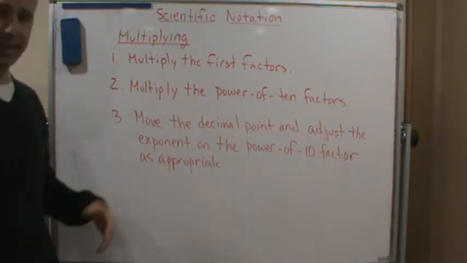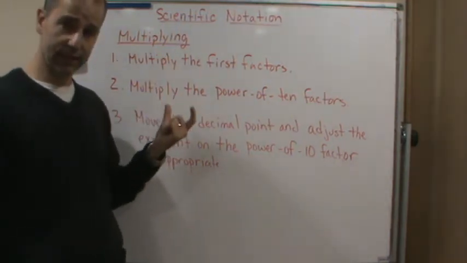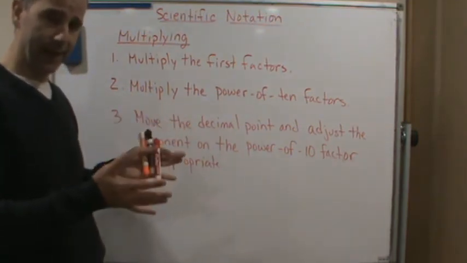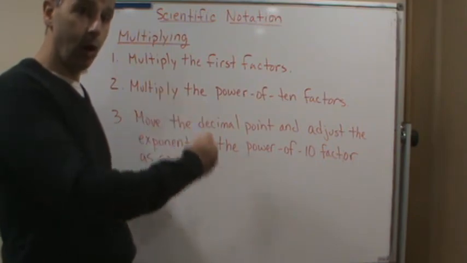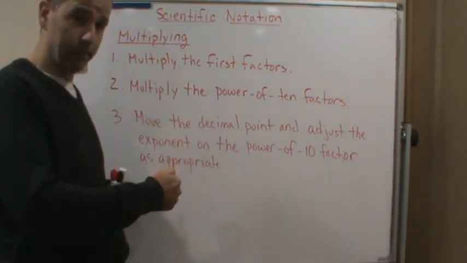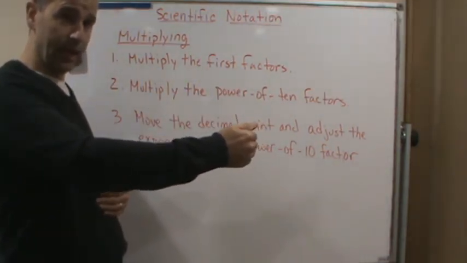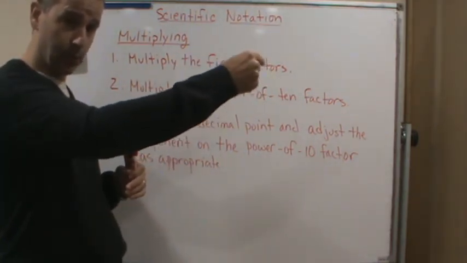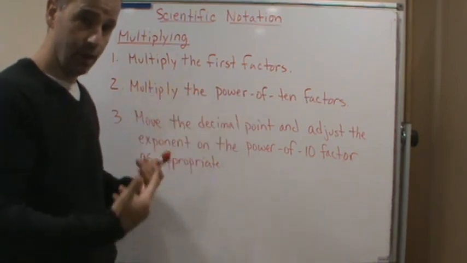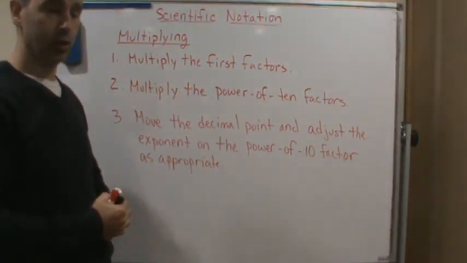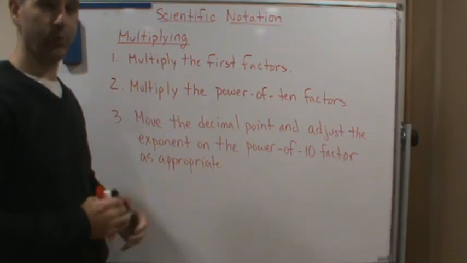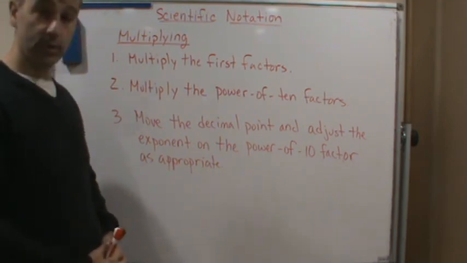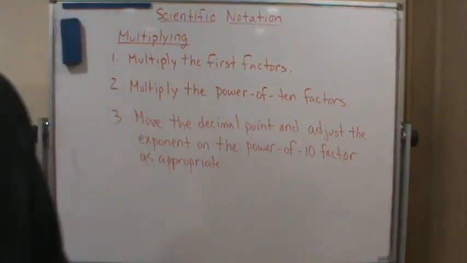Now step 3 is, after you do this, you have to look at the result of your first factor, and make sure that that first factor is a number that is at least 1, but less than 10. If it's not, then you have to adjust it accordingly, and also adjust the exponent on your power of 10 factor accordingly. That's all you have to do. So let's do some examples and we'll go from there. See you then.